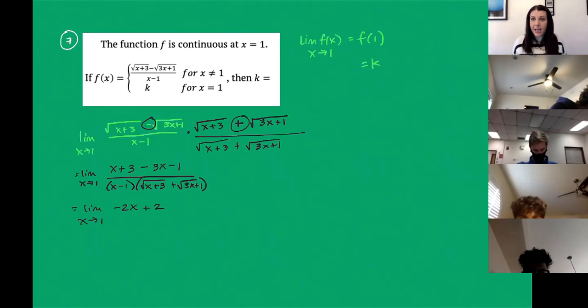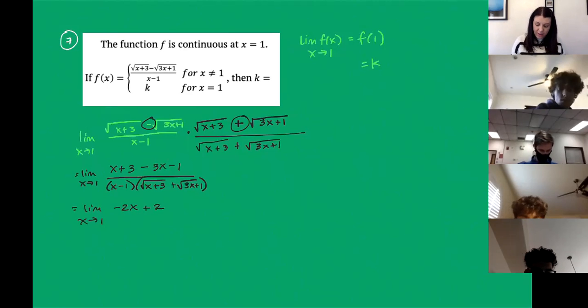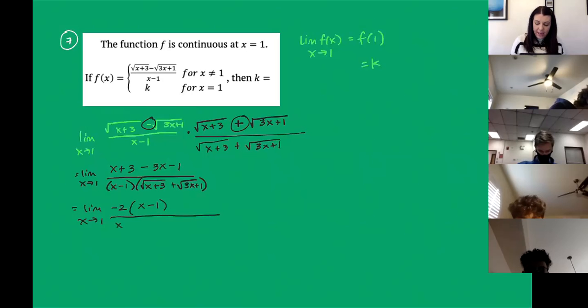Remember, we're trying to get an x minus 1. So I'm going to factor out that negative 2 before I rewrite this whole thing. So I have an x minus 1 left. And now I'm going to be able to cancel that out. If I got a 0 over 0, I've got to be able to do something to cancel that out. Okay, and in this case, that was the conjugate. Now I can cancel it out.